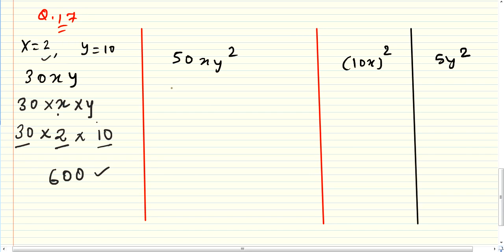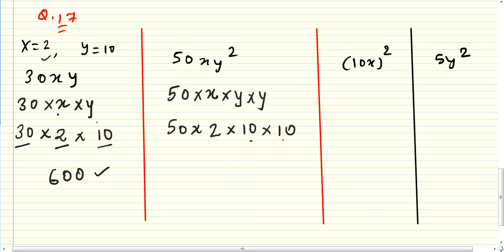Now this 50xy square, so write this as 50 into x into y into y. 50 will be same, into x, value of x is 2, into y, value of y 10, again into 10. So 10 into 10, 100, and 100 into 2, 200. Clear? Then 200 into 50. So required answer is 10,000.